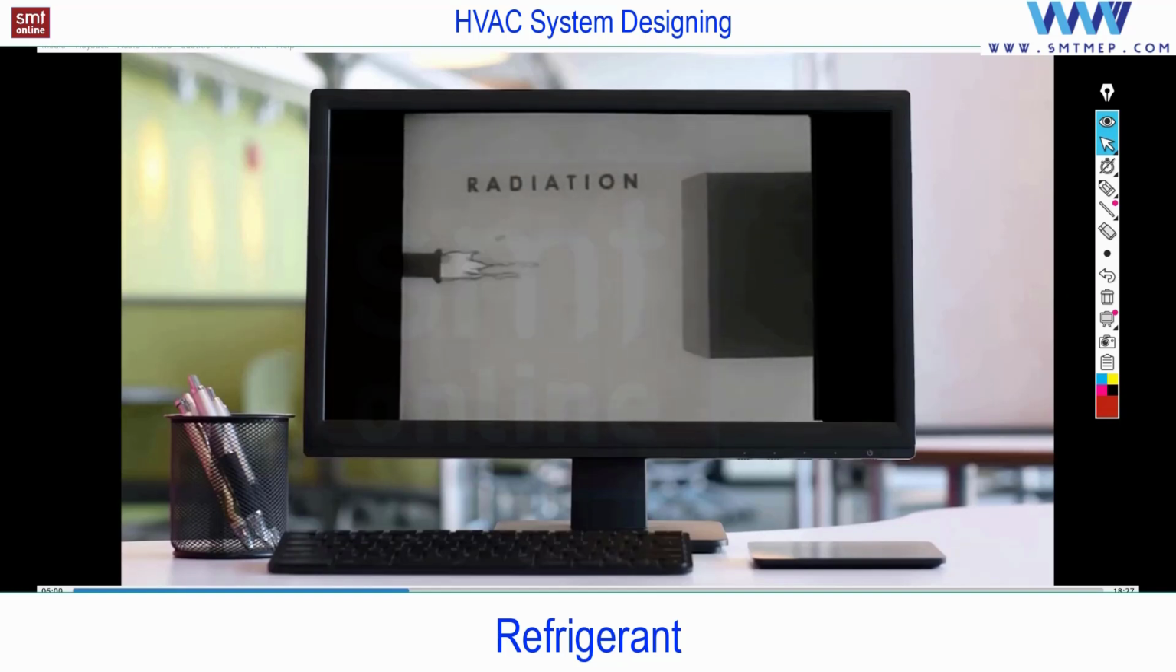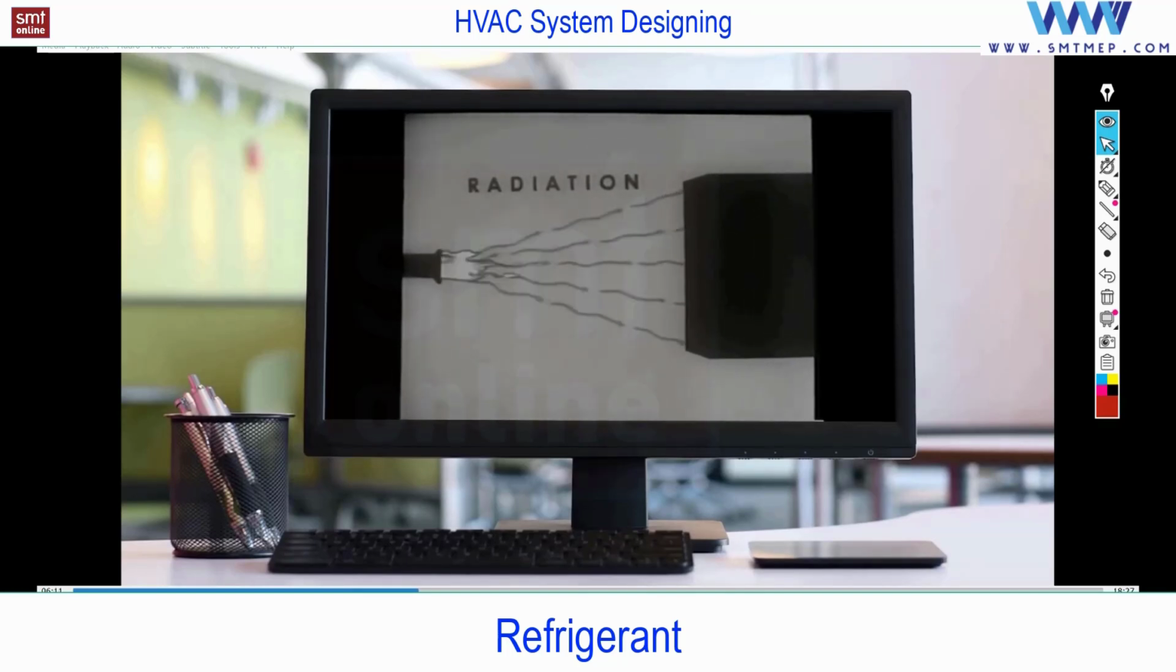In conduction and convection, heat is transferred through or by matter. The process of radiation involves the direct transfer of heat in the form of waves, without need for a medium for the heat to move through.